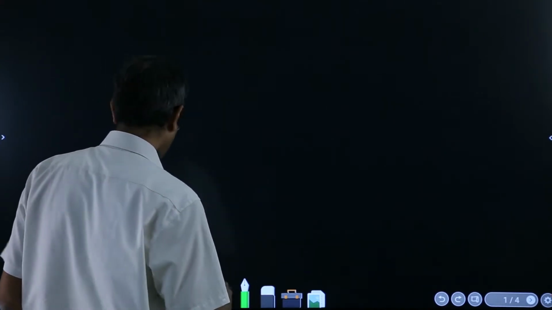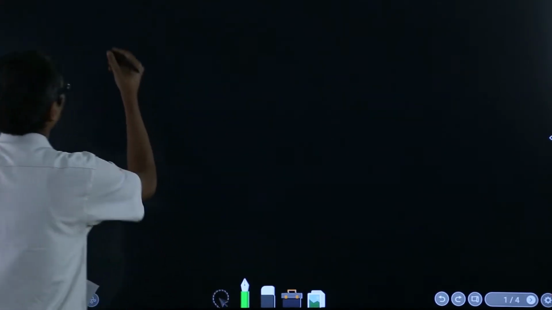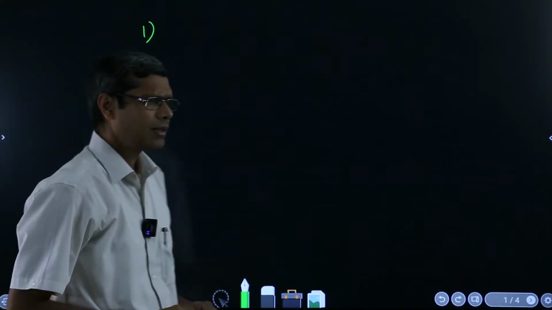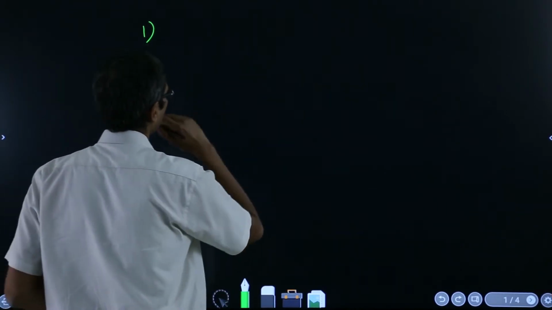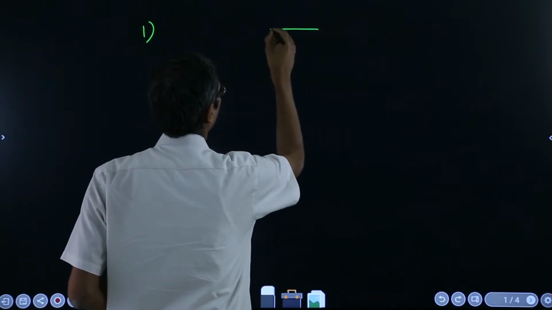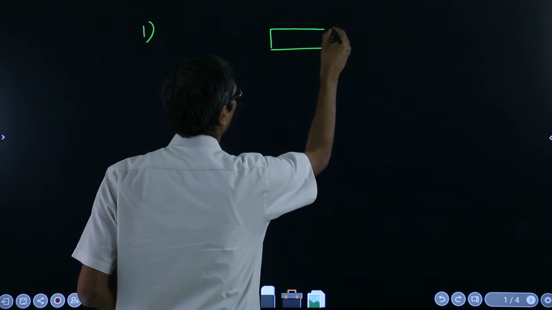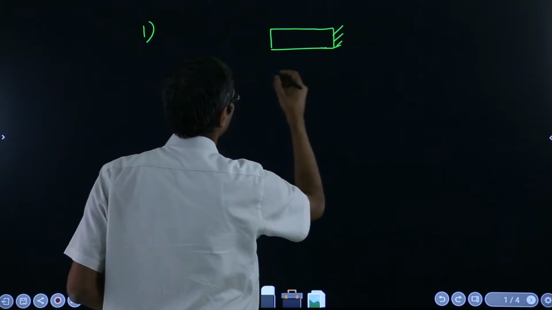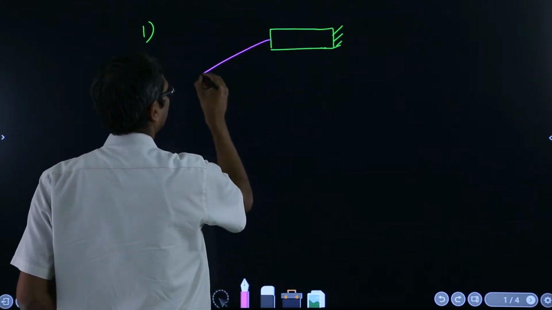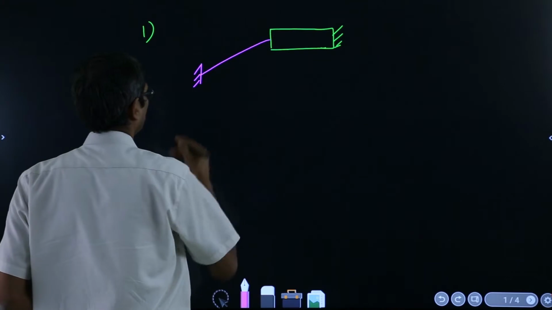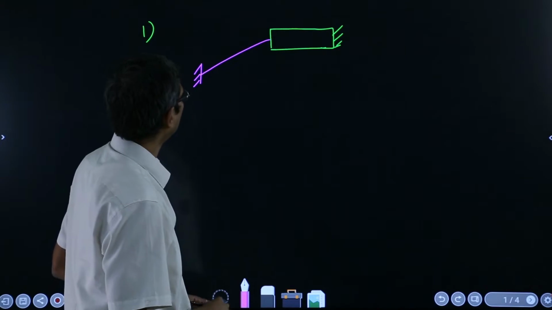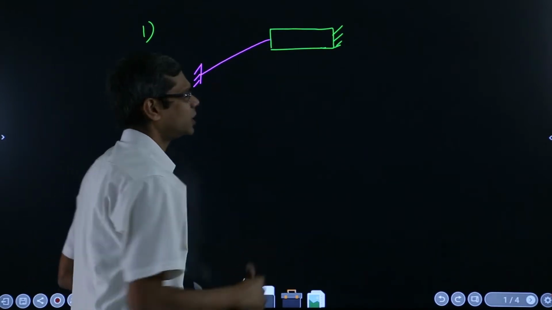Now, one of the, okay, let me start with this. So number one, this is a sort of a rope or thread or something. Suppose you have some block like that and here you are using a thread or rope to connect, okay, this point to the ground maybe.